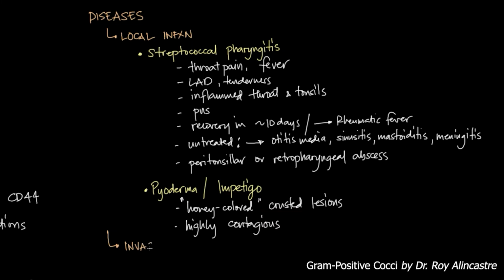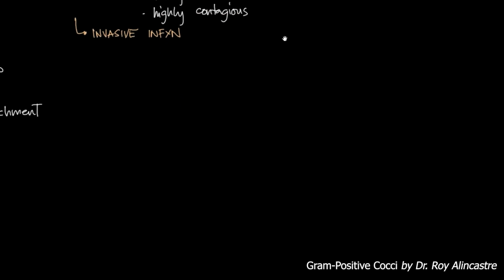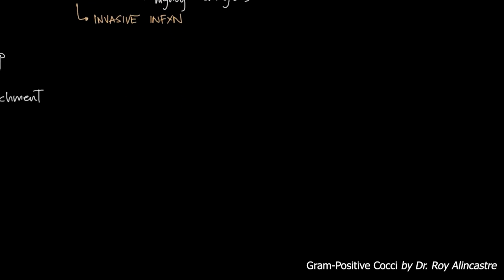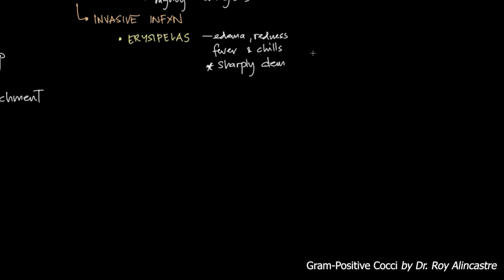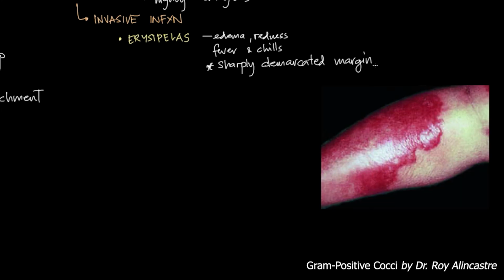Strep pyogenes can also cause invasive and rapidly spreading diseases. The bacteria can enter through a small wound or incision in the face or extremities and cause erysipelas. So upon entry, it eventually spreads to the dermis and subcutaneous tissues, causing edema and redness of the skin, no, near the portal of entry, and also fever and chills. The lesion spreads outward with a sharply demarcated margin.